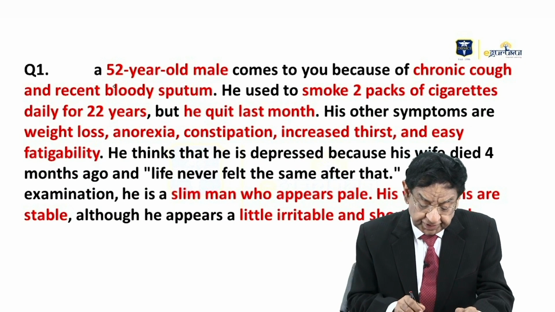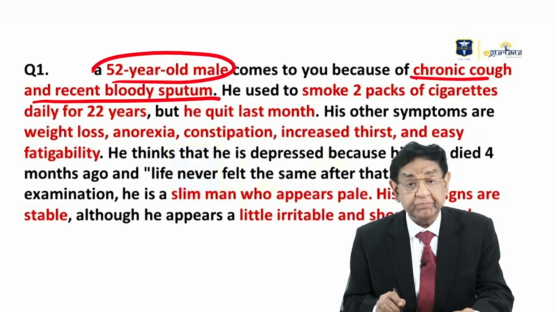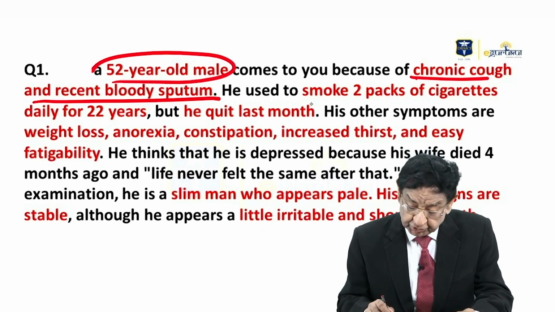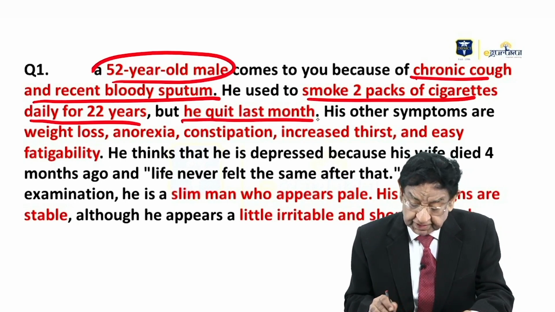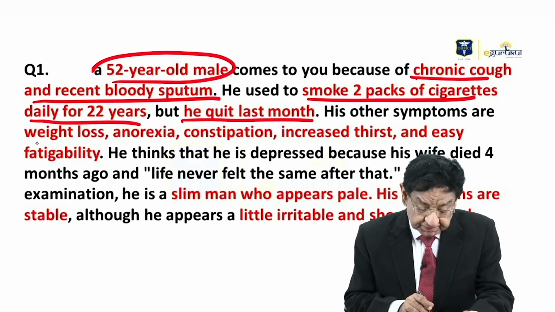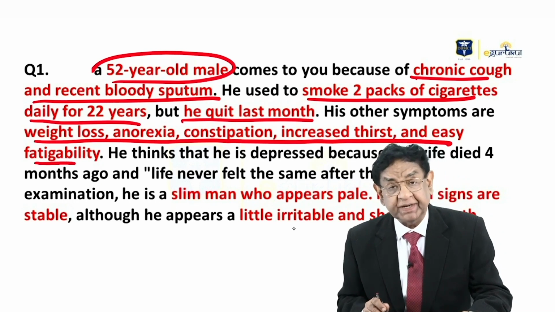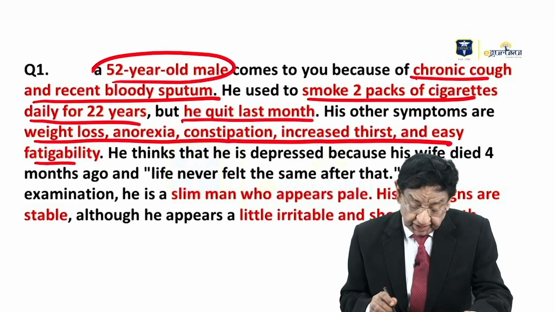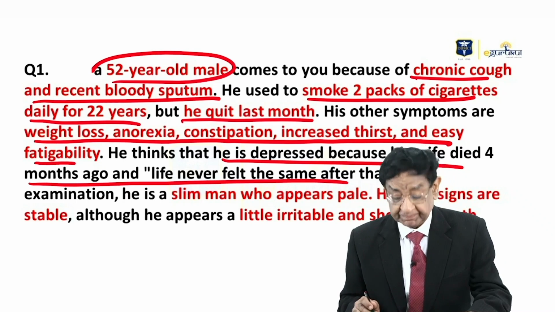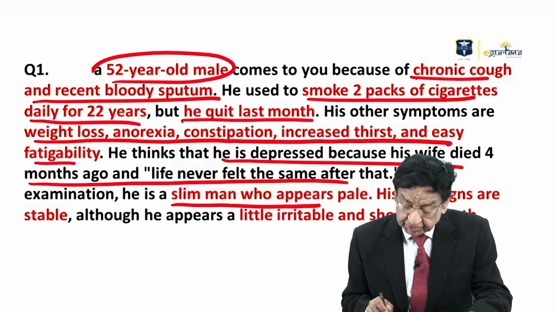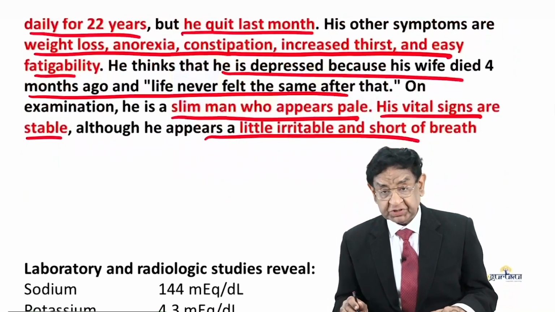So we have a 52-year-old male. He comes to you because of chronic cough and recent bloody sputum. He used to smoke 2 packs of cigarettes daily for 22 years, but he quit last month. His other symptoms are weight loss, anorexia, constipation, increased thirst, and easy fatigability. Well, he thinks he's depressed because his wife died 4 months ago. His life never felt the same after that. On examination, he is a slim man who appears pale, vital signs are stable, a little irritable, and short of breath.